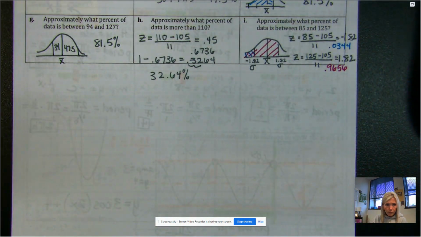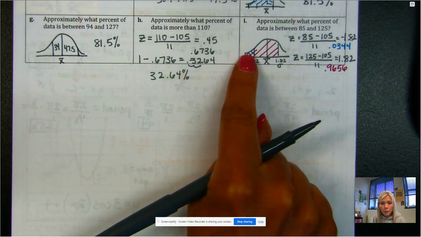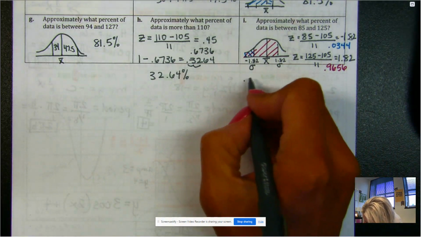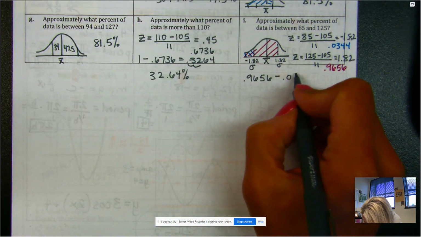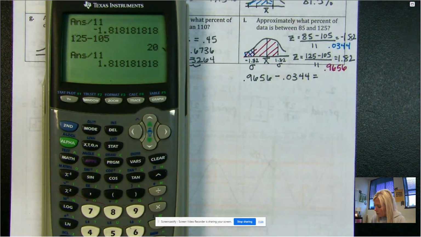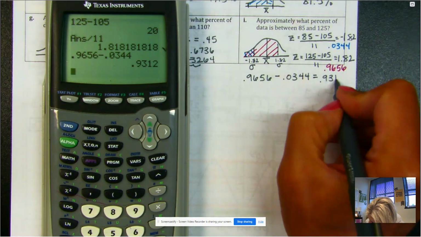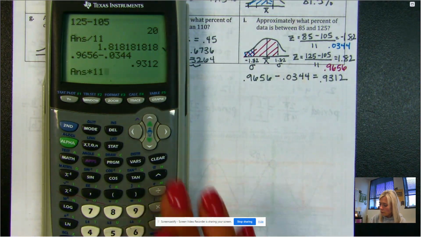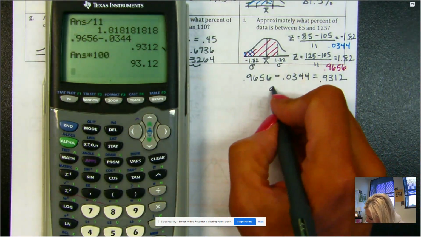And so if I just want to find what's between them, I'm going to subtract them to get rid of this side over here. So 0.9656 minus 0.0344 is 0.9312. And again, as a percent, just multiply it by 100: 93.12%.